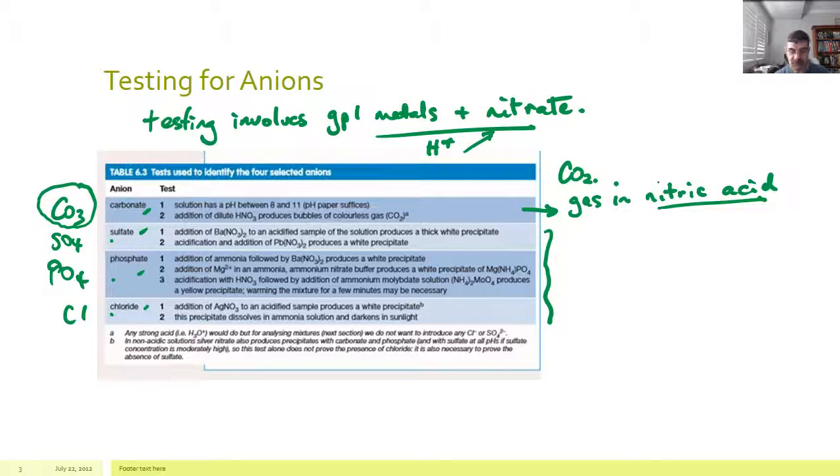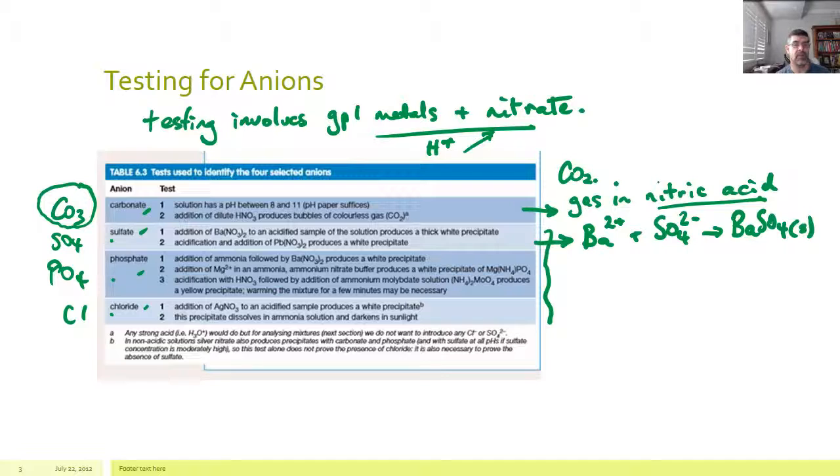So what we can do then for sulfate is we can add barium nitrate. Now, because the nitrate is soluble, it doesn't matter what the cations are, they must already be soluble or they'd be a precipitate as it is. So all we're trying to do now is identify the sulfate. When we add barium ions, the barium ions are going to combine with the sulfate ions, and they're going to produce a precipitate of barium sulfate. That's a solid.